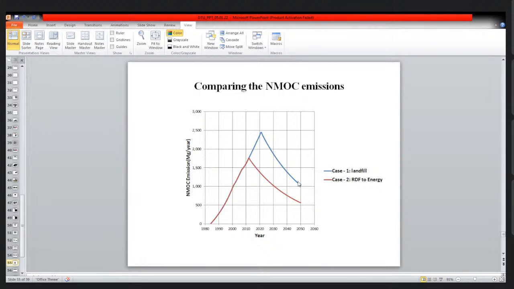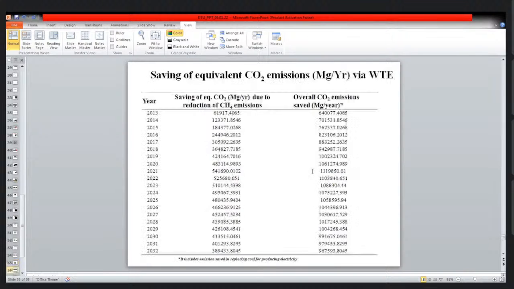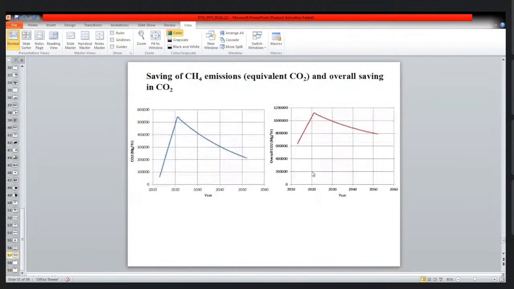NMOC, that is non-methane organic component emission. So one category is methane component, methane liberation or emissions, and the other is non-methane. So the effect you can see here. Carbon dioxide equivalent saving. This is the category.